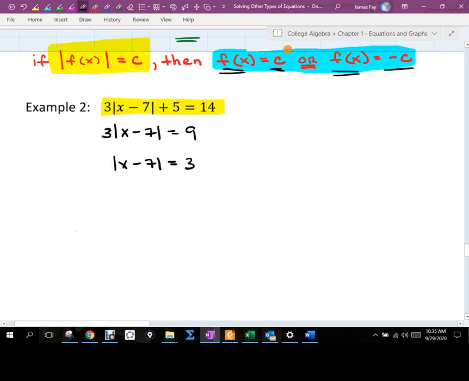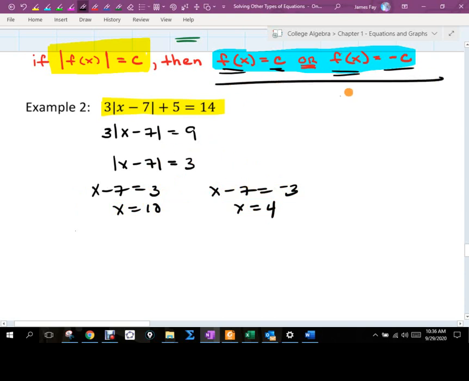So applying the rule here in blue, it's going to be x minus 7 is equal to 3. x minus 7 equals negative 3. Add 7 to both sides. I get 10 and 4, right? But, like I said, you cannot apply that until your specific scenario looks like that thing there. Like I said, number one error people make.